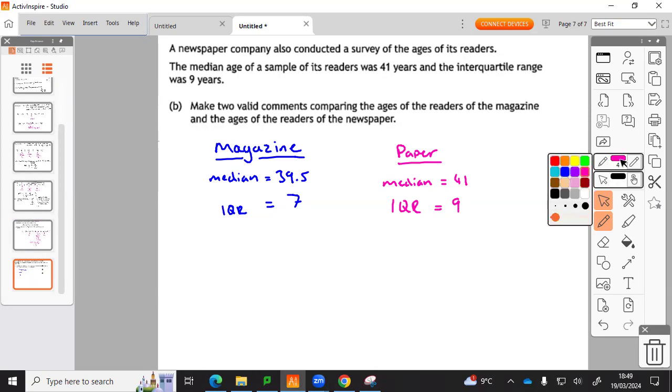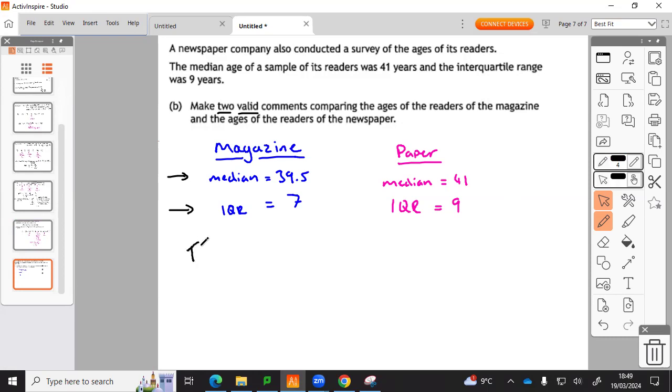So you're looking at making 2 valid comments. You're making 1 comment about the median, and 1 comment about the interquartile range. And you need to be quite specific in this regard. Don't just say the paper's bigger than the magazine. That doesn't tell you much. Or 41 is bigger than 39.5 without mentioning the paper and magazine. So make sure you cover everything.